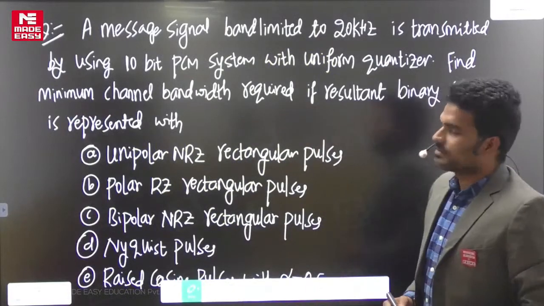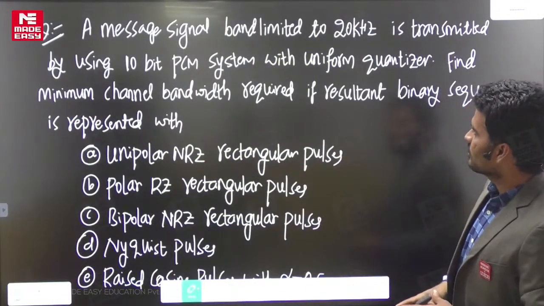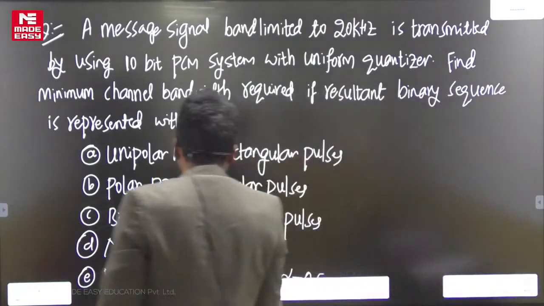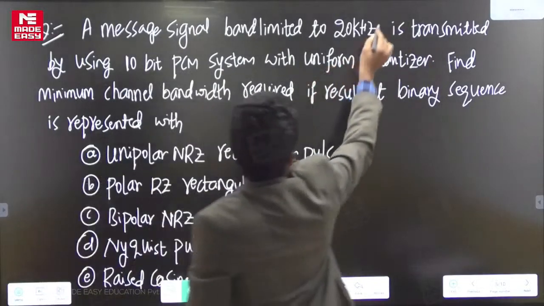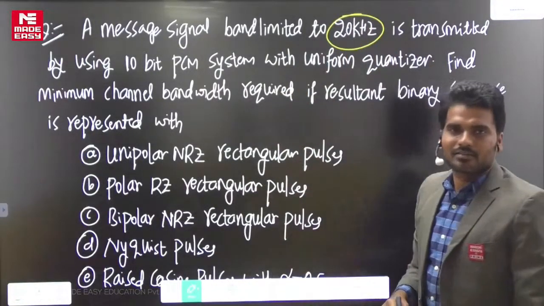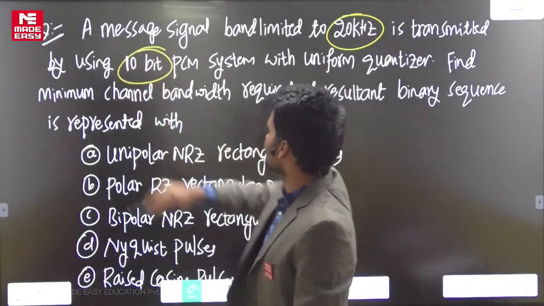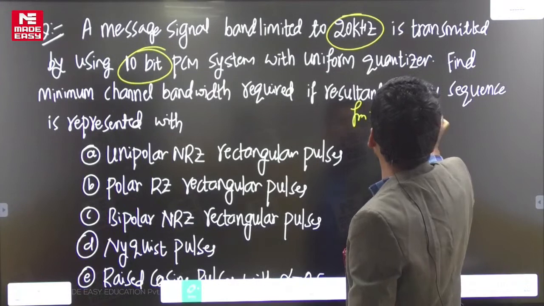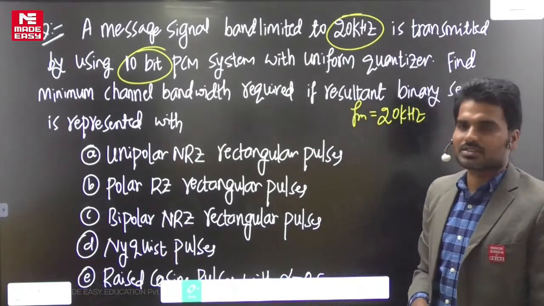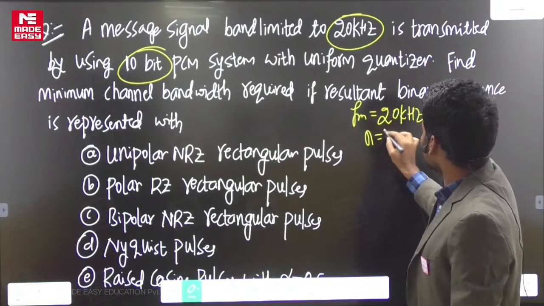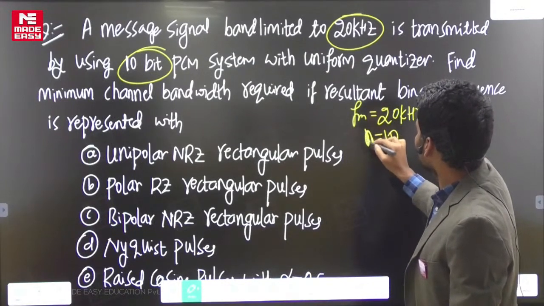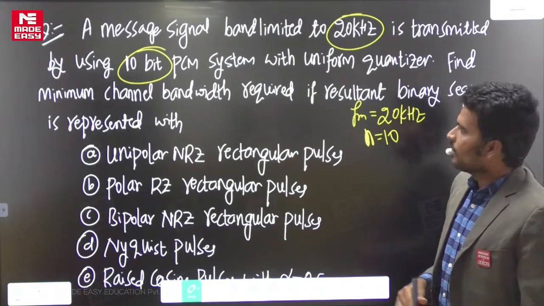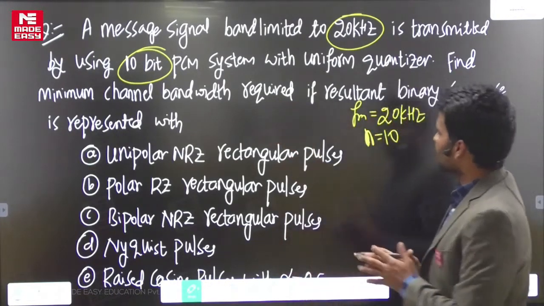And if you see the next question, it is about finding the bandwidth for the PCM system. Now if you read the question, a message signal band limited to 20 kilohertz is transmitted by using a 10-bit PCM system. So here fm, the message signal bandwidth, is 20 kilohertz. And in the 10-bit PCM system, the n value is also given, 10 bits per sample, with a uniform quantizer. Find the minimum channel bandwidth required.